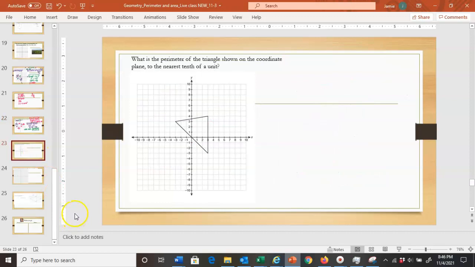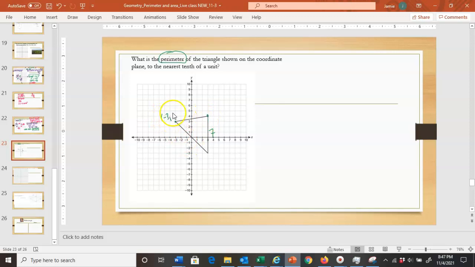All right, what's the perimeter of the triangle shown on the coordinate plane? So perimeter, that's still the distance all the way around. And we have 3 sides, so we might have to do the distance formula 3 times. But, ooh, look, this one's right on the grid line, so we can count these. 1, 2, 3, 4. Wait, 1, 2, 3, 4, 5, 6, 7. 7 units on this side. So we just need to do the distance formula twice.